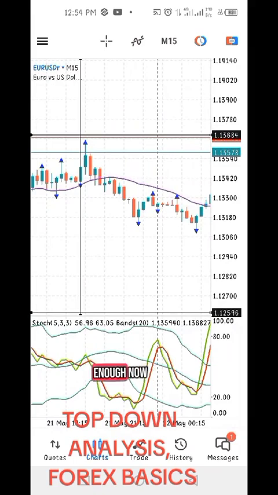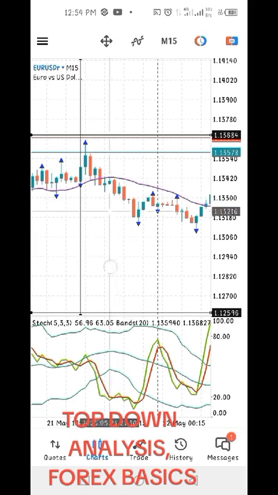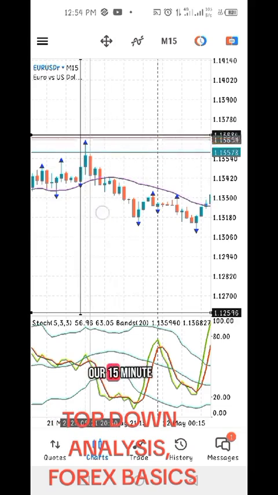Are we getting it now? Can you see it now? This is our 15-minute time frame.